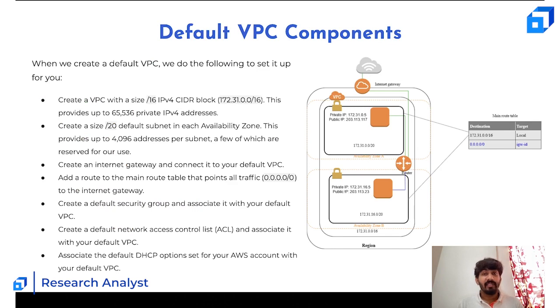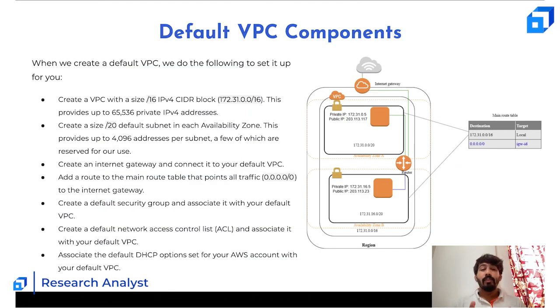Next is default VPC components. So basically I just wanted to share with you guys what are the components in the default VPC which AWS will create for us. So as I told you, once you create an AWS account, a default VPC will already be available in your account when you start working with it. You can start with EC2, you can start launching instances directly because a VPC would be already available and you don't have to create any.